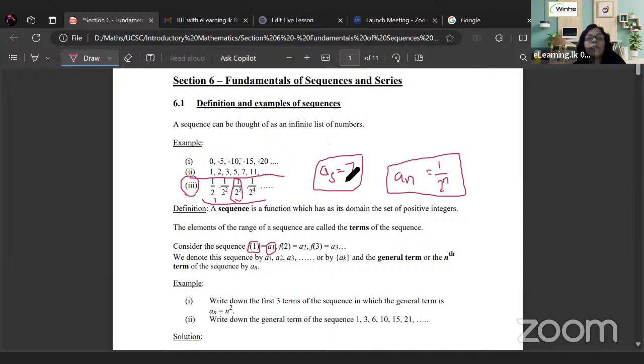Right? If n is equivalent to 2, that means the second term, it is equal to 1 over 2 to the power 2. Right? If it is the third term, 1 over 2 to the power 3. Fourth, 1 over 2 to the power 4. If it is the sixth term, you can write it 1 over 2 to the power 6. Right? If you know the general term or the nth term, you can easily find each term in your sequence. Right?